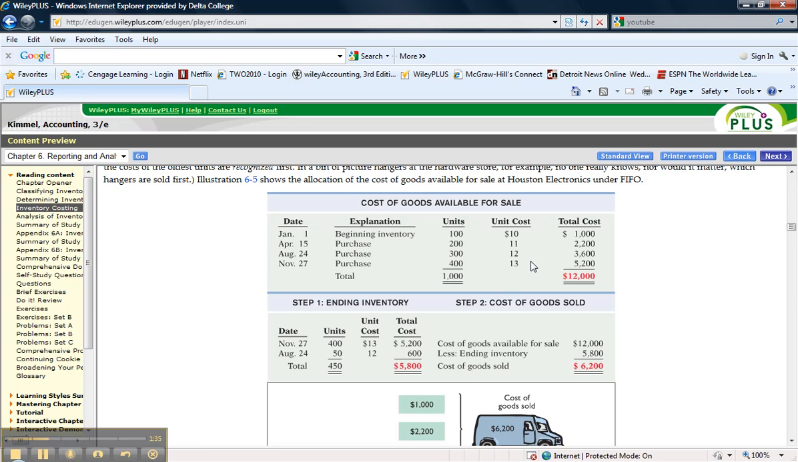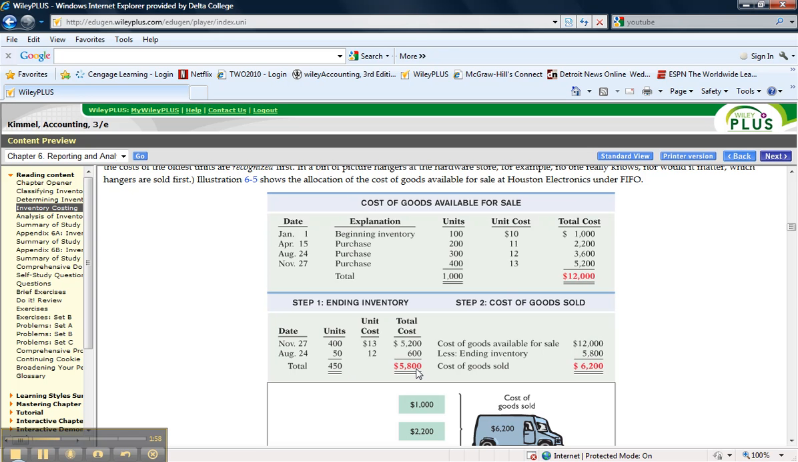So these are the latest costs right down here, the most recent costs. So there's 450 units. So I need to take all 400 of these units, giving me $5,200, but I still have 50 more units in inventory. So I have to go to the next layer then and get 50 units from this layer at $12 a piece. That is $600. So I add those together and I've got a $5,800 cost for ending inventory.